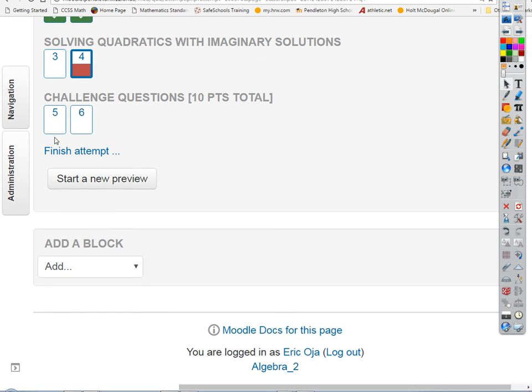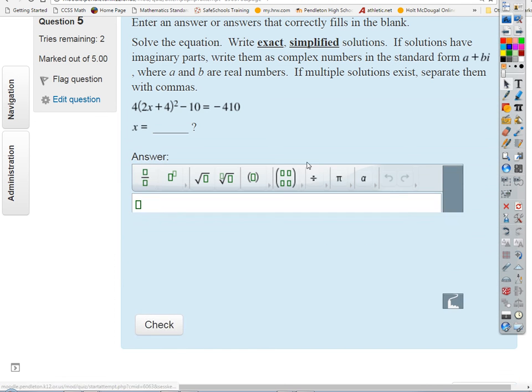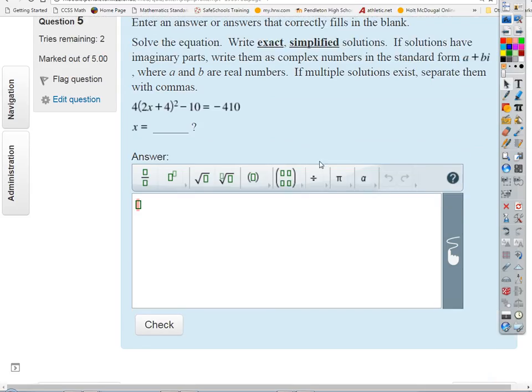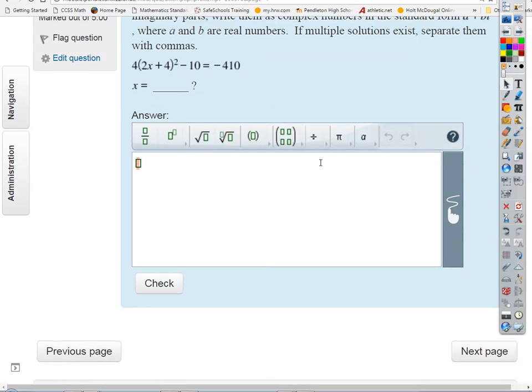Okay, let's do maybe one of these challenge questions and that'll be good. So same kind of situation. What are the steps going to be here? I've got a few more steps to cover. Got to reverse order of operations. There's so many of them to do. Let's go ahead and write our order of operations tree. Bottoms up. So first thing we'll do is any addition or subtraction, we'll add 10 to both sides, which is going to give us 4 times the quantity 2x plus 4 squared equals negative 400.